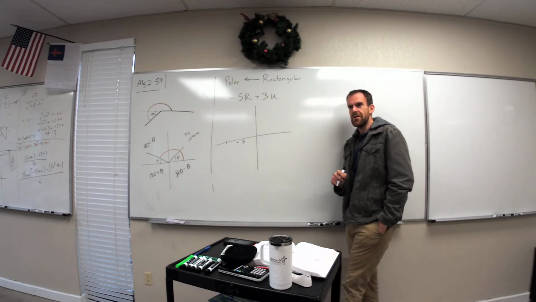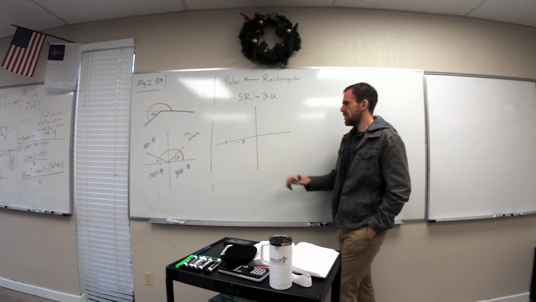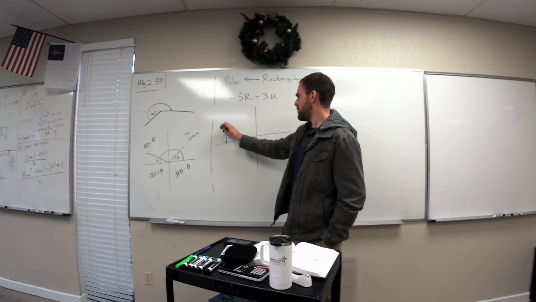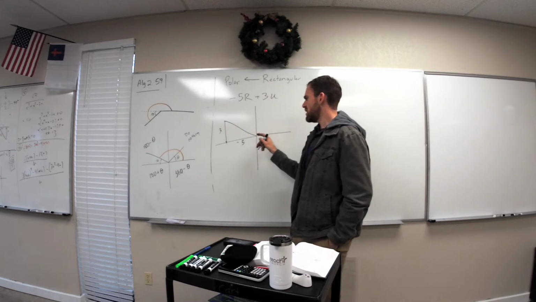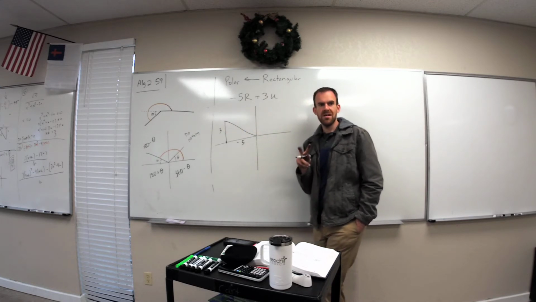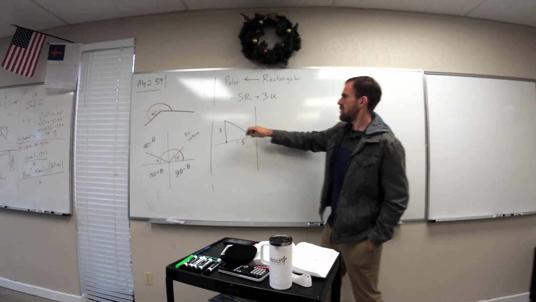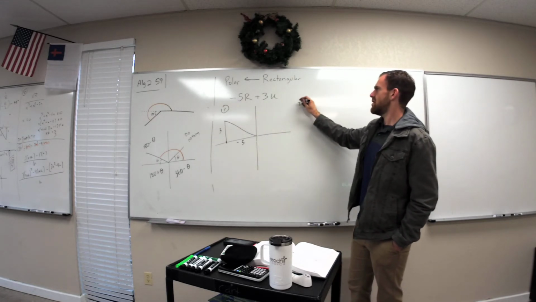3u means we go 3 in which direction? Up. Left 5, up 3. That's a 5. Triangle to the origin. Okay, two things I need to find. That's step 1.